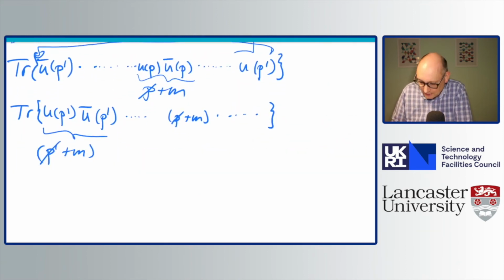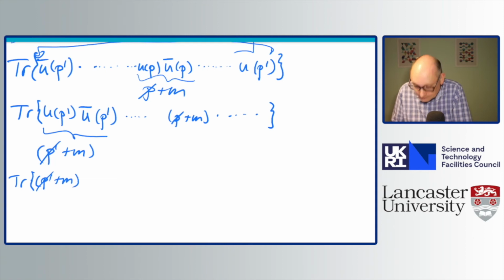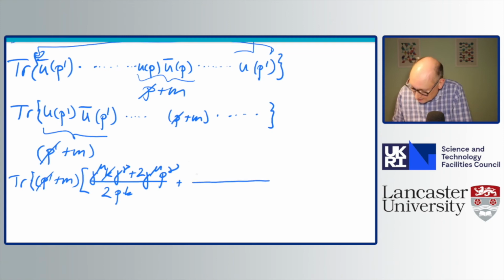Let's write this down. Actually, what I then get is that the complicated trace is one that is P prime slash plus M, square bracket, gamma mu k slash gamma nu plus 2 gamma mu p nu over 2 p dot k, plus gamma nu k slash gamma mu minus 2 gamma nu p nu over 2 p dot k prime. That's what we had before.